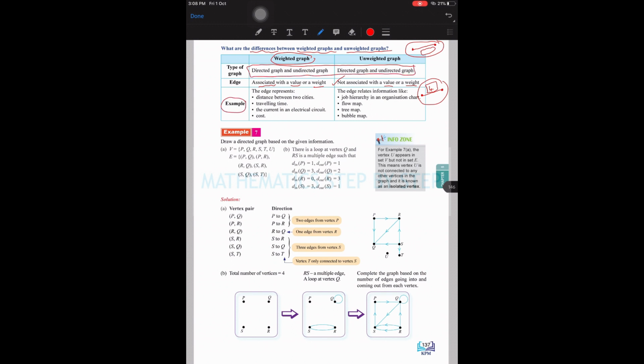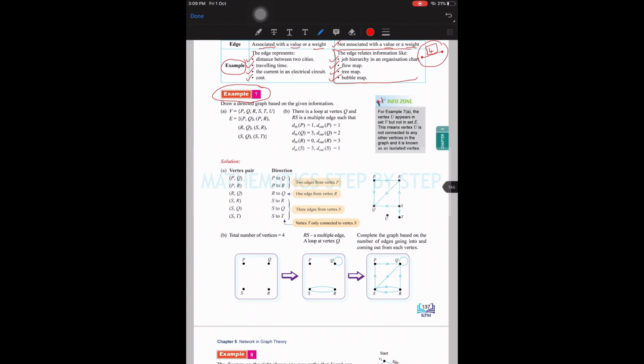So let's look at the examples. Weighted graph example: we can use the edge to represent the distance between two cities. We can use it to represent traveling time. We can use it to represent the current in an electrical circuit and also the cost for, let's say, a flight. Then for unweighted graphs, the examples are job hierarchy in an organization chart, flow map, tree map, and bubble map.